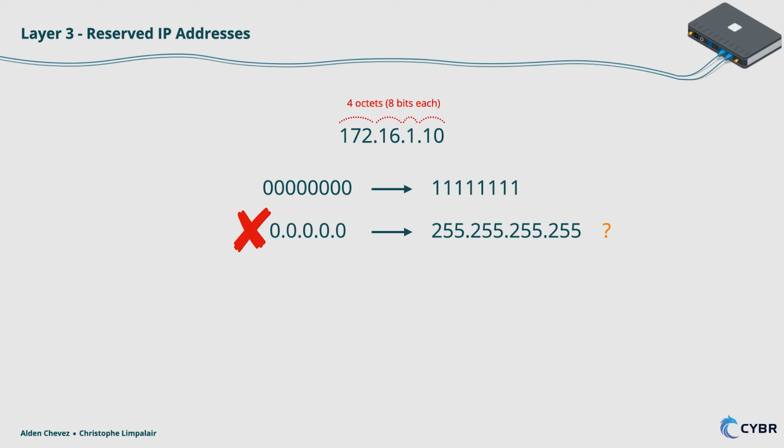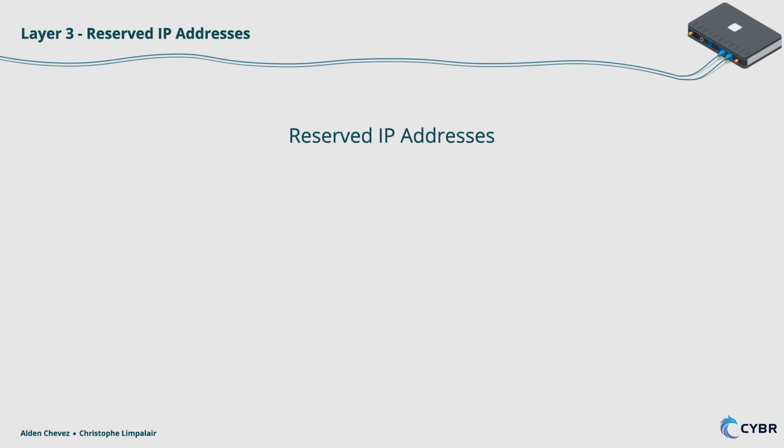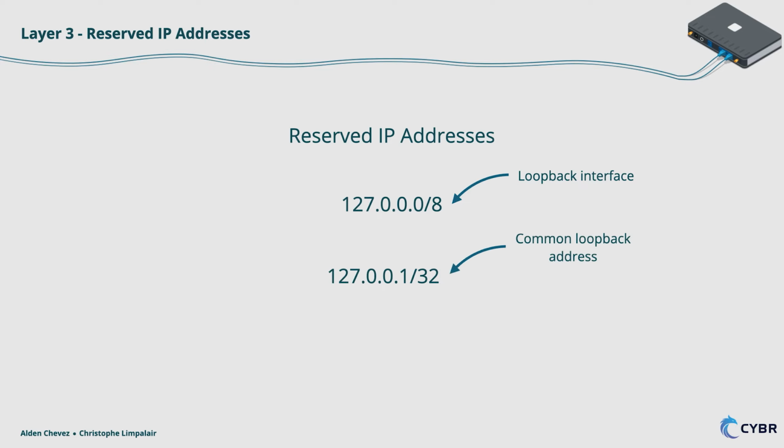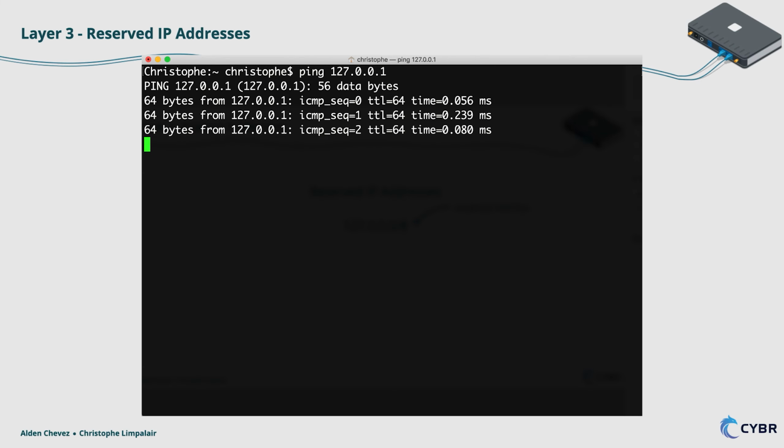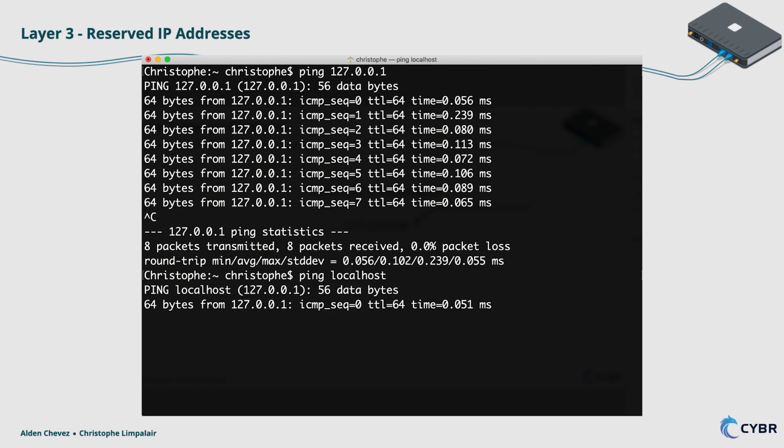There are some ranges that are called reserved IP addresses, and one of those reserved ranges is 127.0.0.0/8. This is reserved for what is called a loopback interface. A commonly used loopback address is 127.0.0.1/32. This specific loopback IP is managed by the operating system in your computer and is also known as localhost. In fact, you can ping this IP using the IP itself or its alias of localhost.